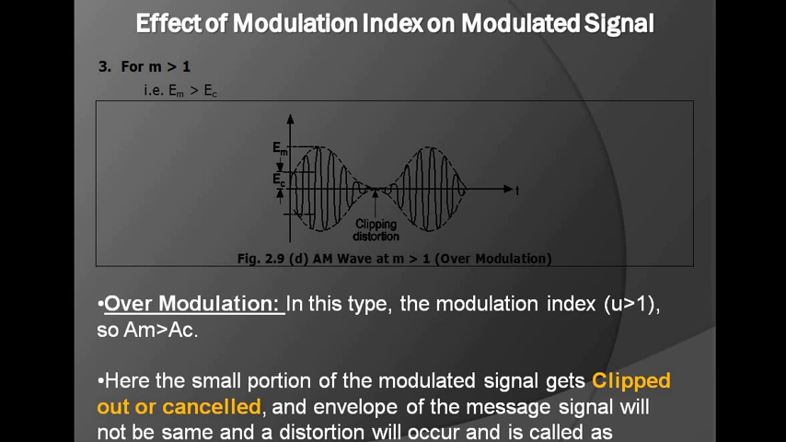But in over modulation, if you overdo it, it gets trashed, it completely destroys. When mu is greater than 1, your message signal amplitude is greater than your carrier signal. At that time your modulated signal gets clipped out or cancelled. So distortions will occur, or your information will be lost, and that cannot be easily recovered by an envelope detector at the receiver side. The kind of distortion occurring here is called envelope distortion.